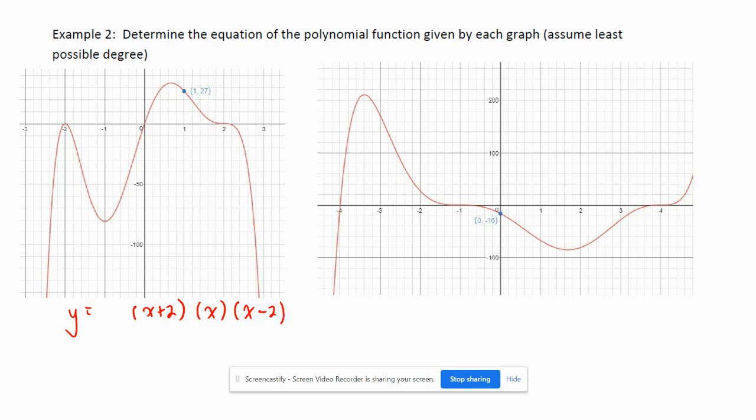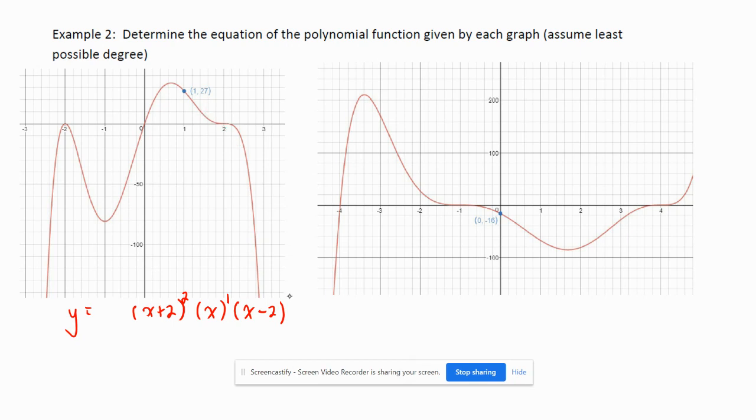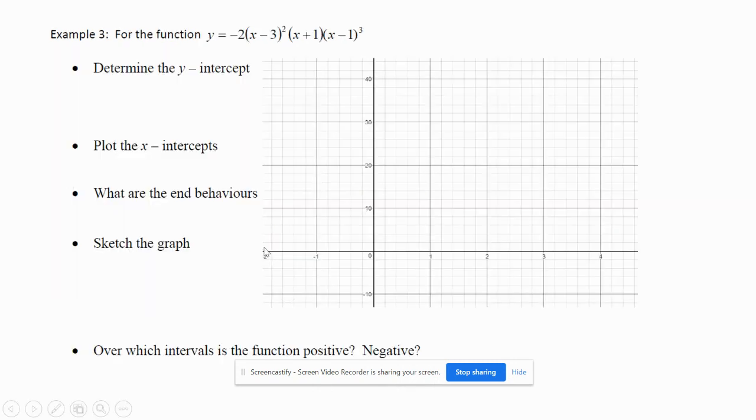Okay. Now, knowing what we know about the multiplicities. What we said in the previous example: if the graph is tangent, that means it has a multiplicity of 2. If the graph passes straight through, it has a multiplicity of 1. So the exponent on this term here is going to be 1. And then if the graph has a point of inflection, like it does here, where it changes from concave up to concave down, it's going to have a multiplicity of 3.